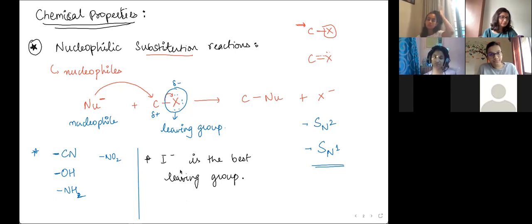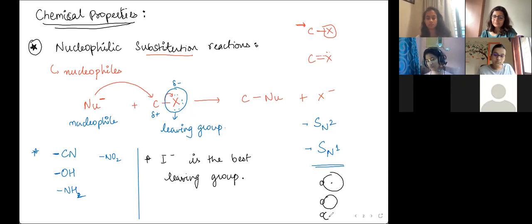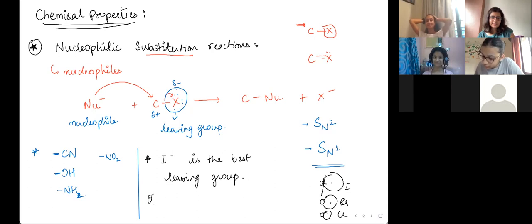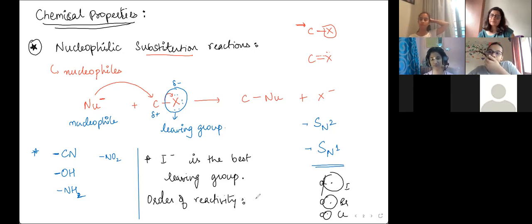Correct. Before we get to the order, why is I- the best leaving group? Largest size, correct. The carbon atom is the same. Iodine is extremely big, bromine is slightly smaller, and chlorine is even smaller. Out of these three, which bond can be broken most easily? The largest. The iodine bond can be broken easily, meaning it can break off and leave easily. That's the best leaving group. So based on this, can you tell me the order of reactivity? Iodine, bromine, chlorine. Yes. Iodides are most reactive, followed by bromides, followed by chlorides, followed by fluorides.